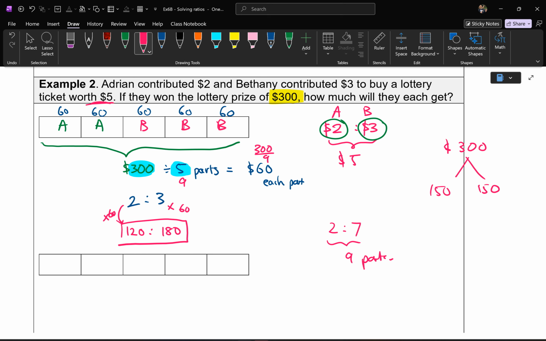And then what you do here, instead of times by 60, it'll be times by 300 over 9, times this by 300 over 9. That's probably what the problem is with most students. So if I change this problem to see if you understood how to do it, I find that students don't know how to do it if I gave them something that didn't give them a whole number. Because sometimes when you divide it, it could be cents. It could be 1.5 times or 1.2 times. It doesn't have to be a nice $60 each part.